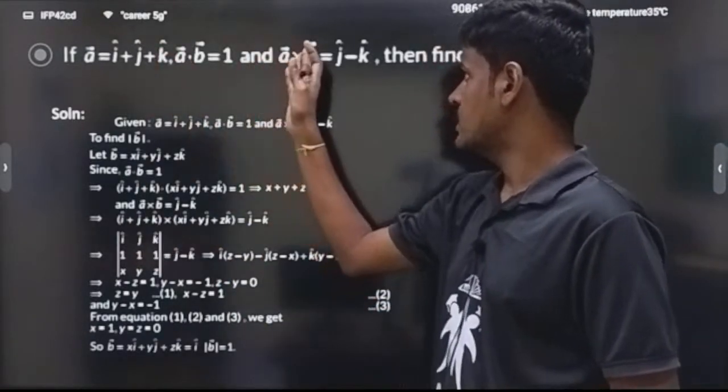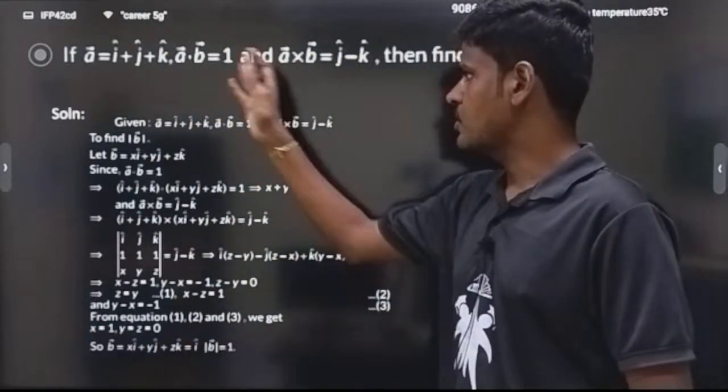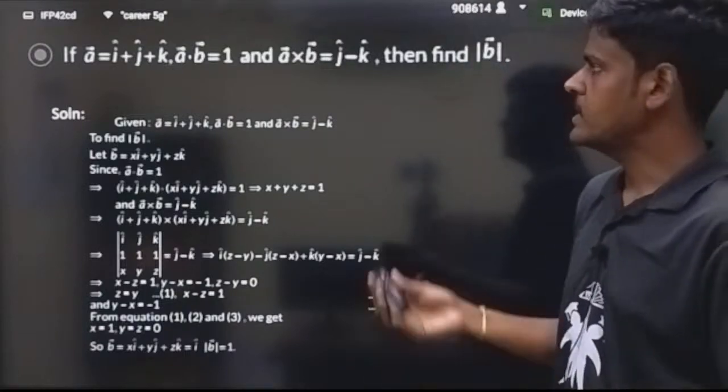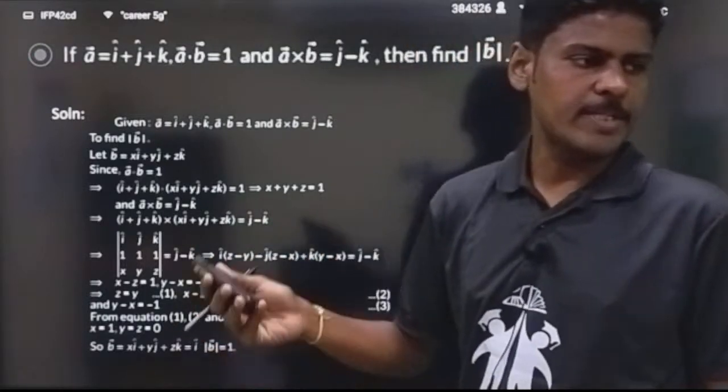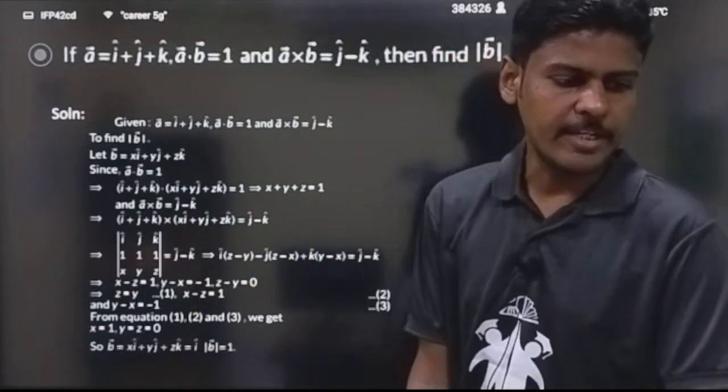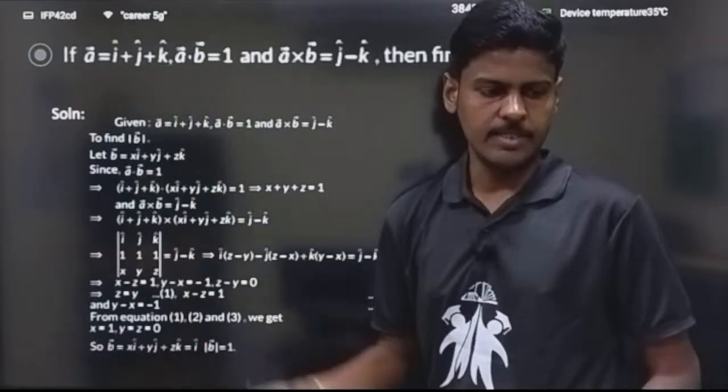So this is how we solve this. First we will find this a cross b as well as a dot b. Assume b vector as xi plus yj plus zk, or b1i plus b2j plus b3k vector, and try to solve this.